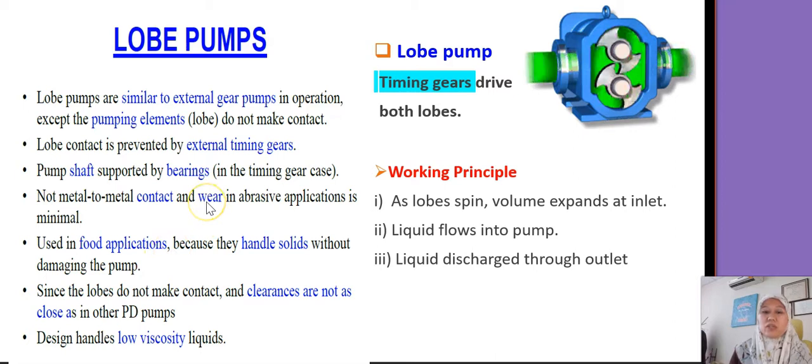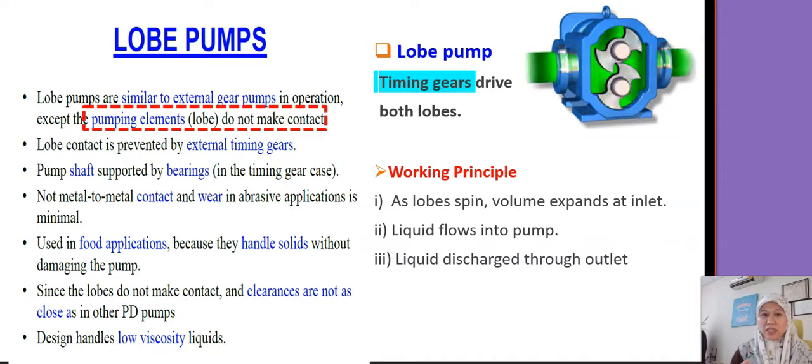Okay, let's look into the third one dalam kategori multiple rotor. Lobe pump. Lobe ni beza dekat mana? Tengok dia punya gear. Gear dia berbeza kan? Dia macam kedudukan dia sama macam external, tetapi dia punya rotor tu yang berbeza. Sebab apa? Kita panggil lobe. Lobe ni dia tak in contact pun. Dia tak kena langsung. So setiap lobe ni dia akan have their own shaft.